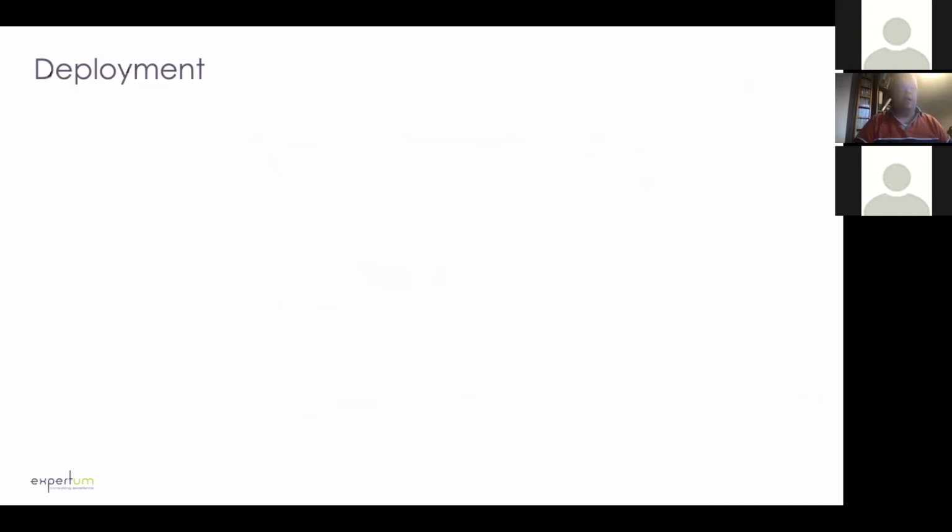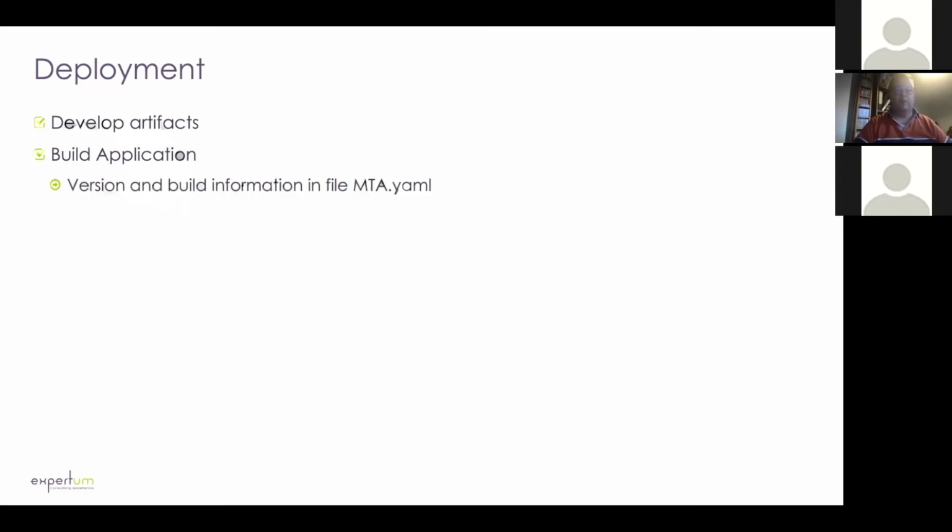And then I have a slide on deployment here. So that's also a little bit different. Like I said, you develop your artifacts. When you've developed them, you build them into an application. So you generate the whole set of data into an application, which is then becoming a file, a mtar file, which I will show you later. And the build information and the version information are available in this file called mta.yaml, which I mentioned before.